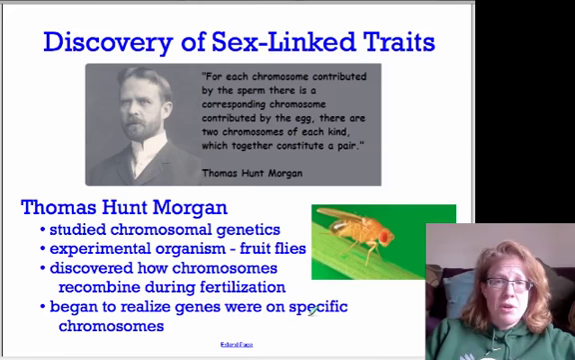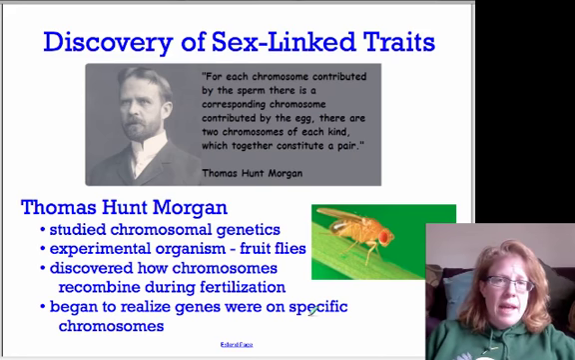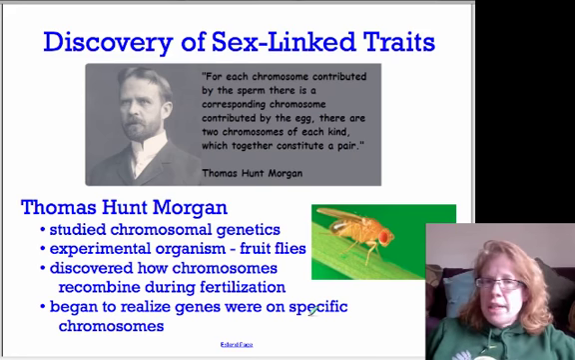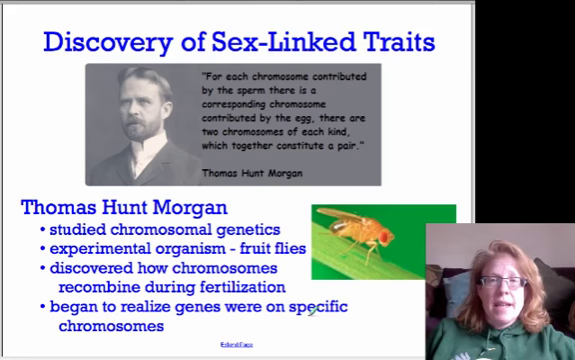The first guy that started to work with this idea of chromosomes determining sex and chromosomes carrying traits was this rather grumpy-looking fellow, Thomas Hunt Morgan. He was really the first one that realized that Mendel's factors were actually carried on these funky wiggly things called chromosomes, and that when an egg and a sperm came together, that's how those chromosomes got recombined.